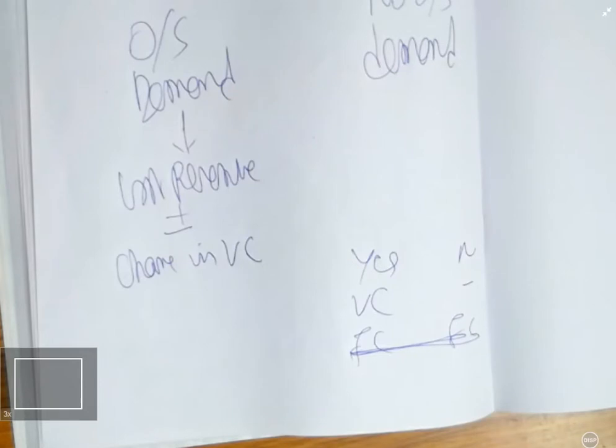Lost revenue plus or minus change in variable cost. Other side, no outside demand, put arrow mark down: variable cost.